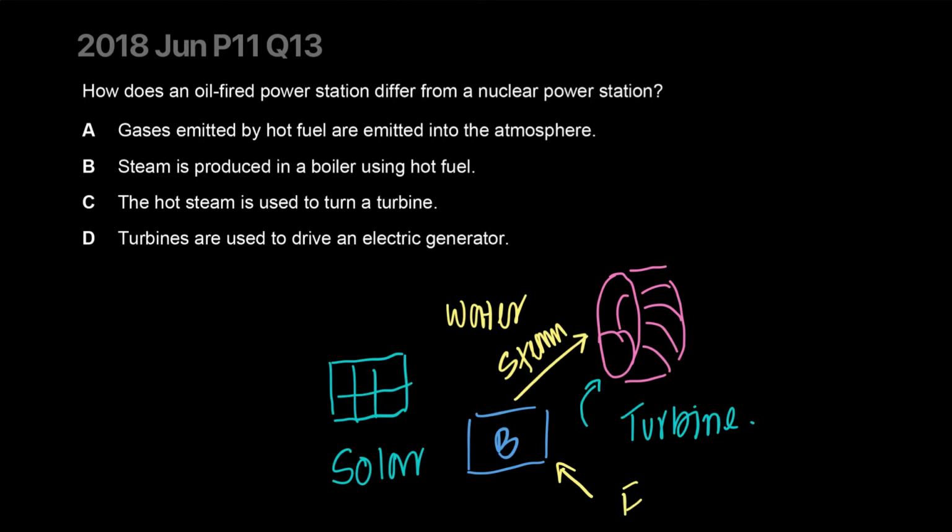But in a fossil fuel-based power plant, gases are produced, of which some of them are carbon dioxide. So that's one thing that's different, and the answer is A. Steam is produced in a boiler using hot fuel.